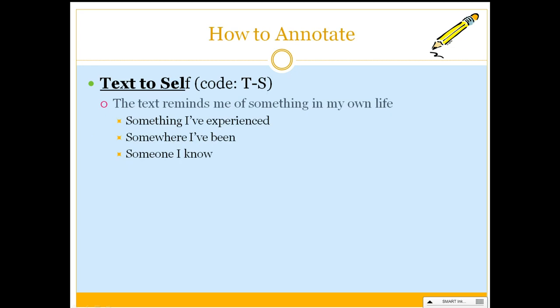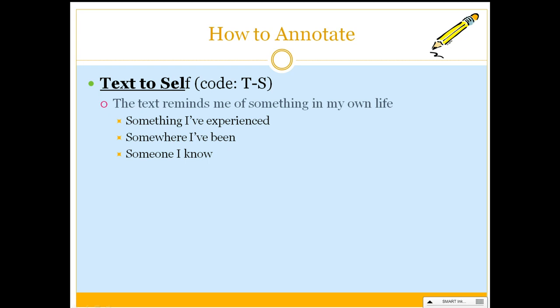So, how to annotate. First of all, you could look for things that are text-to-self ideas, and you could code them, or you could simply off to the side write a little note that's a text-to-self note, where the text itself is reminding you of something that has happened in your own life, something you've experienced, somewhere you've been. Maybe it's happened to someone you know.